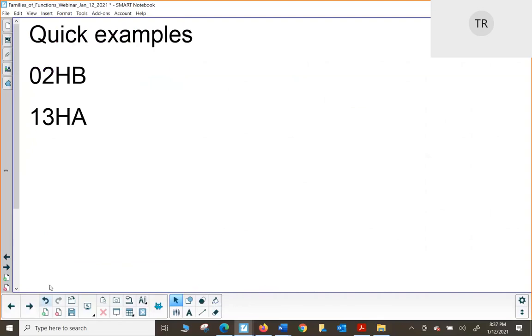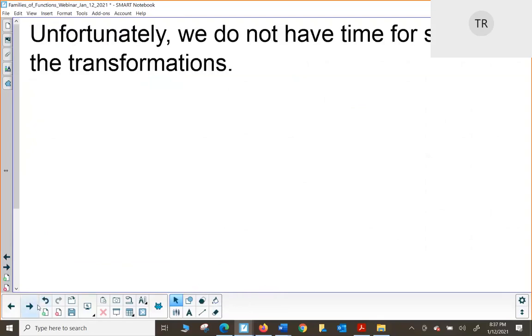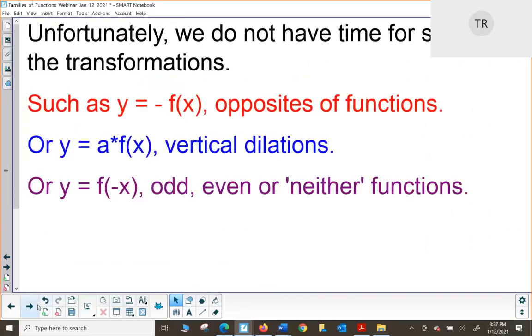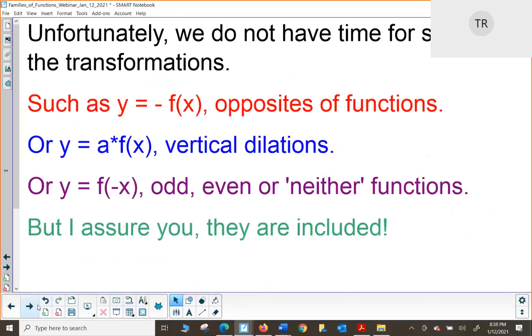All right. Unfortunately, we don't have time for some of the transformations. Opposites, I would love to show you those, the vertical dilations, odd even functions, but I assure you they're included in here, and they're included thoroughly, okay?